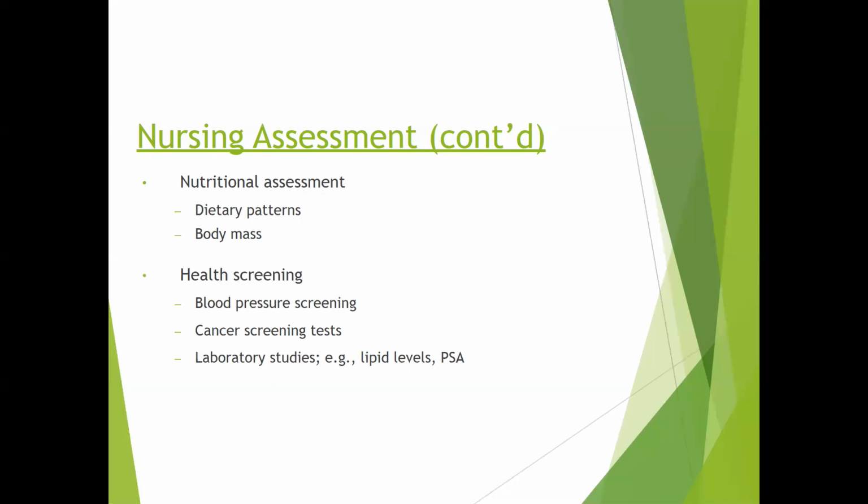Then we have health screening, which is a secondary prevention activity to help diagnose specific diseases at an earlier stage. So that's like blood pressure screening, cancer screening tests, laboratory studies, like having lipid levels or a PSA done. And a lot of times these are part of your usual care that you go in and have your routine care for your annual checks done.